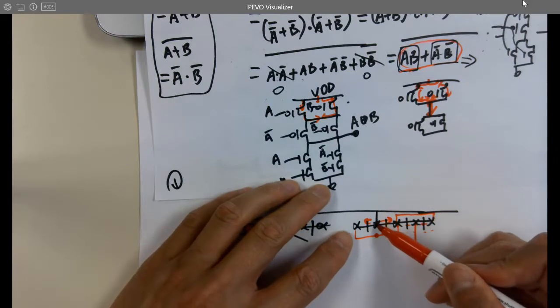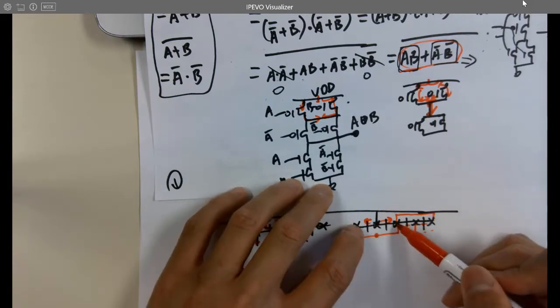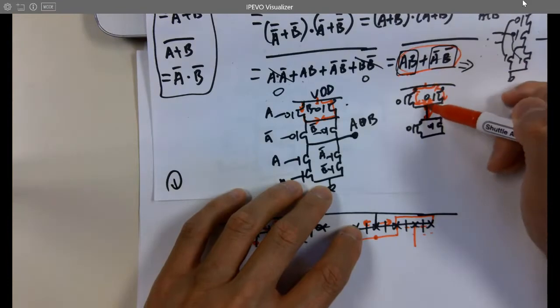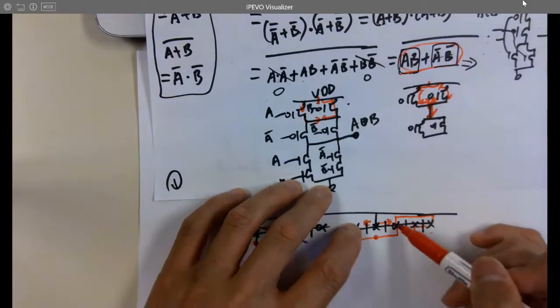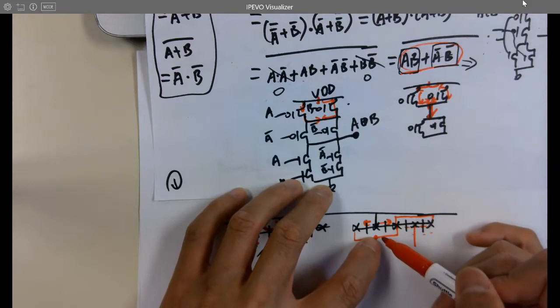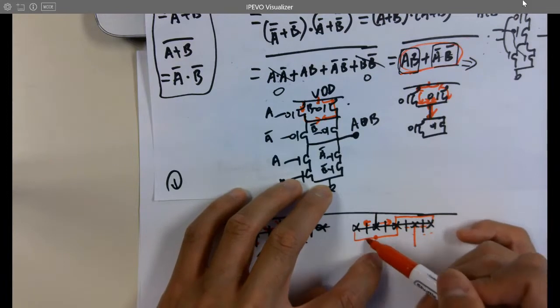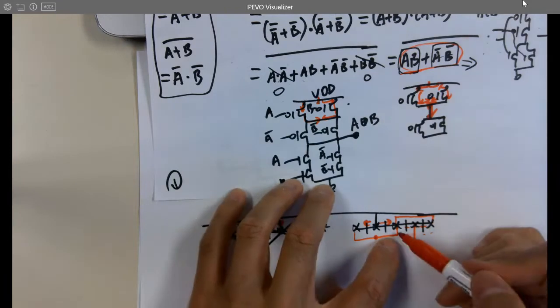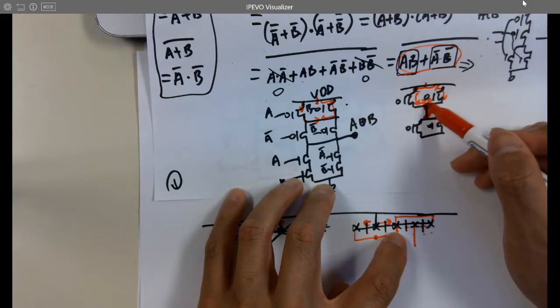VDD comes down, splits into two branches and merges. It doesn't matter whether it's here, here, here, or here. It's just one voltage node, the metal piece. So this point is going to be this point.